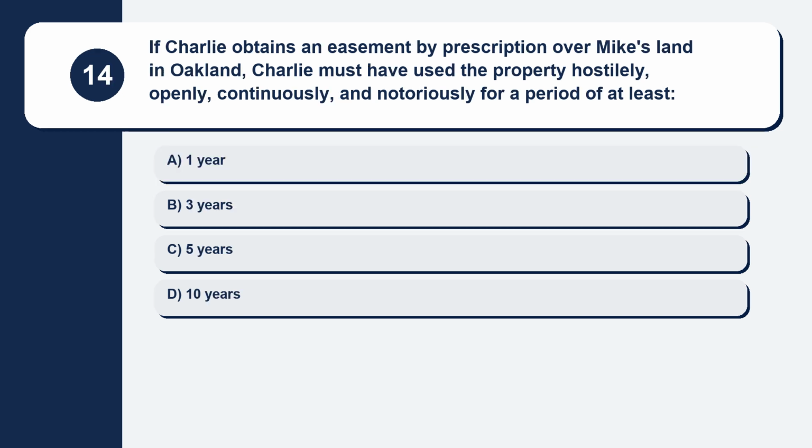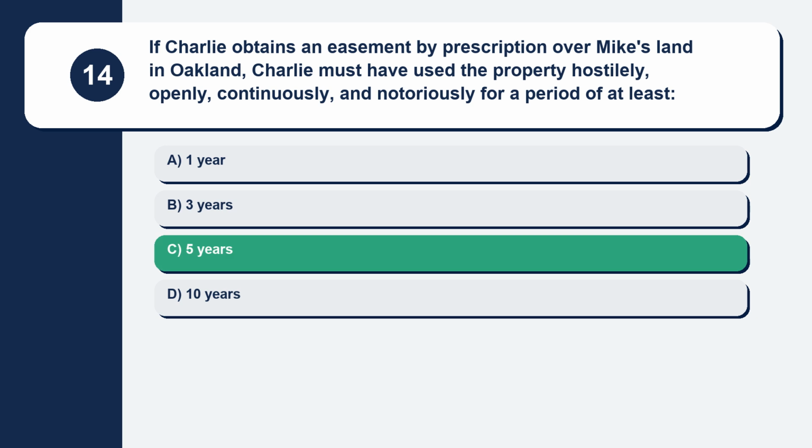Question 14. If Charlie obtains an easement by prescription over Mike's land in Oakland, Charlie must have used the property hostilely, openly, continuously, and notoriously for a period of at least. Here are your options. Option A, 1 year. Option B, 3 years. Option C, 5 years. Option D, 10 years. The correct answer is option C, 5 years.